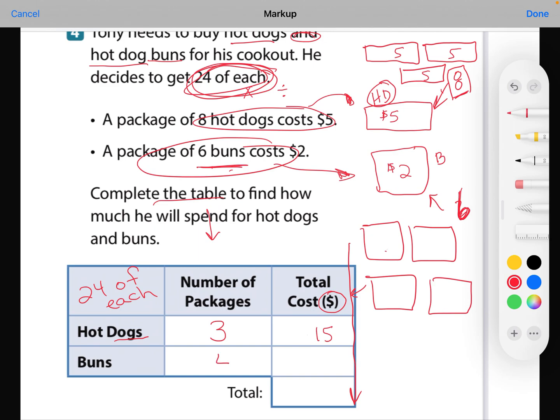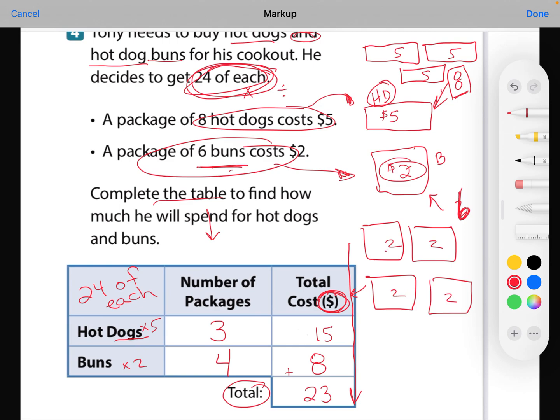So first of all, that's 4 packages. 2, 4, 6, 8. Now that's not how many buns, that's the cost of each buns. So 4 times 2 is 8. And we had 3 times 5 was 15. So then the total cost, total is an addition word, so we're going to add here, and we're going to get $23. Again, the dollar sign's up here, so I don't need to repeat it.